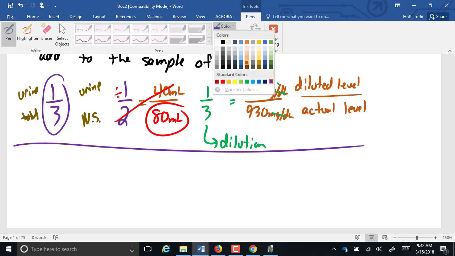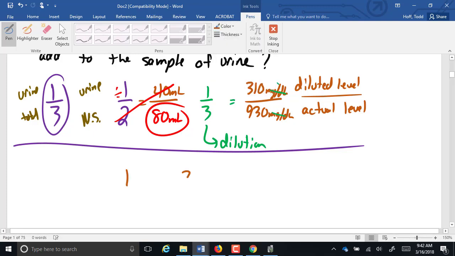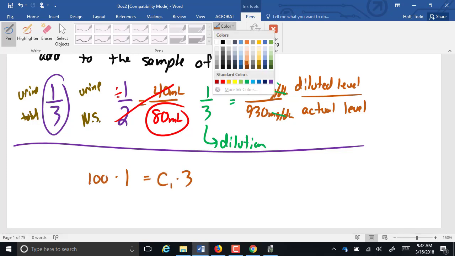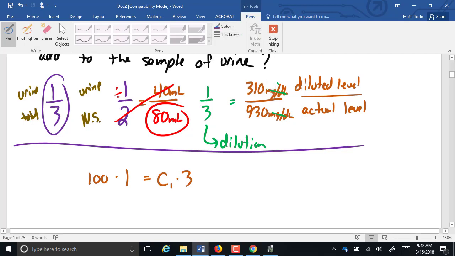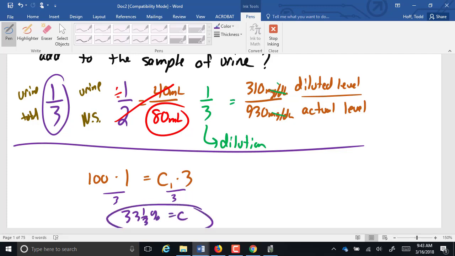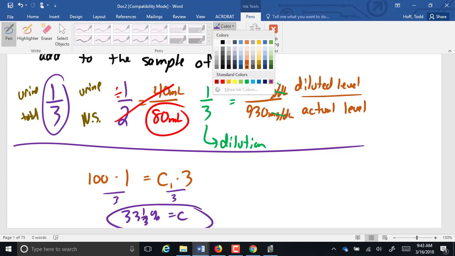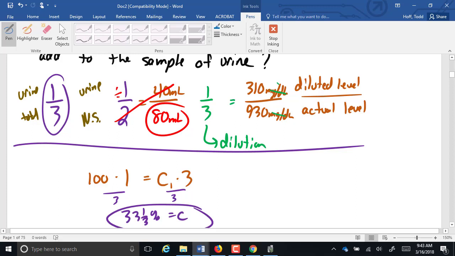Our ratio of volumes here is 1 to 3. The one volume is at 100%. This concentration, if I solve this, is going to be at 33 1/3%. Well, to figure that out, we'd have to go back to our active ingredient formula. So, 1 times 100 divided by 3.